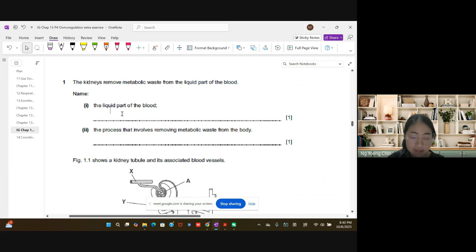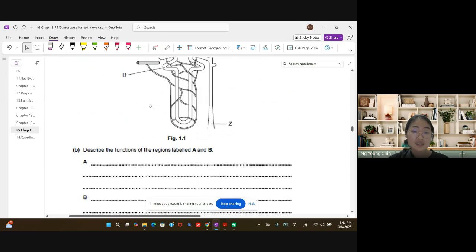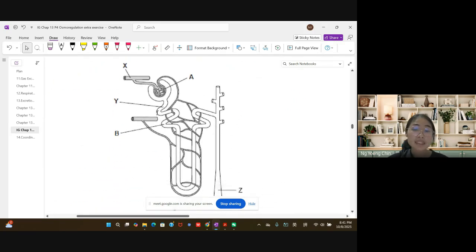Okay, for this one, what's the liquid part of the blood? This is a very common question. Our blood is 55% blood plasma, and only 45% is cellular component. So the liquid part belongs to the plasma, or blood plasma. Okay, and then this is excretion. Simple. Now they want you to describe the function for A and B.